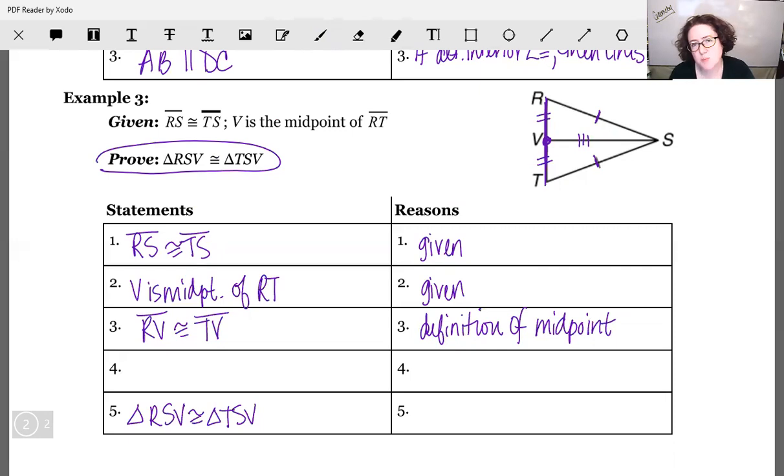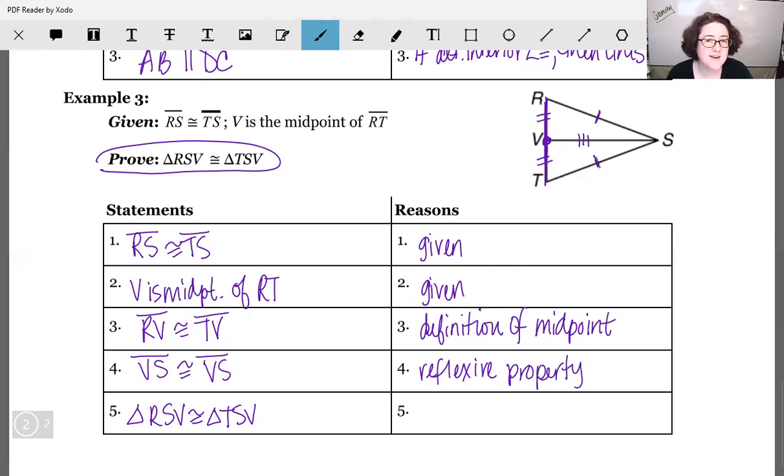And so that middle segment is in both triangles. And so this is the way we're going to use this. We're going to say, well, VS has to be congruent to VS. What's our rule again for something that's equal to itself? That's like you seeing yourself in the mirror, you're seeing your reflection. So this is the reflexive property. And so now that I have three sides marked in each triangle, what's our rule that we talked about last class? So that's SSS, and technically it's dealing with triangle congruence, so I'm going to say SSS congruence.